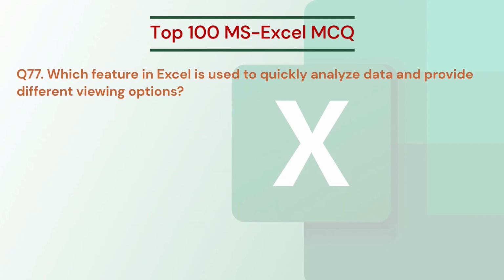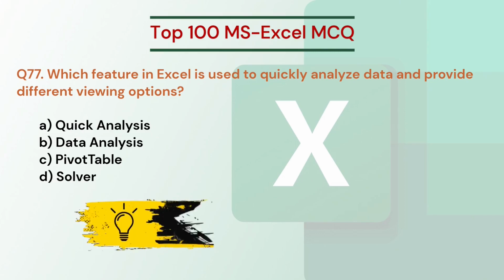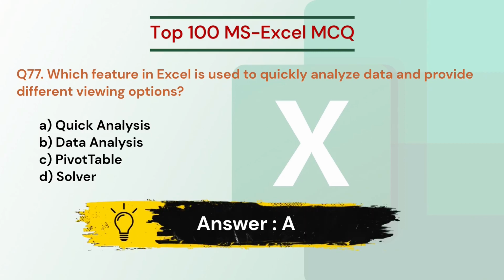Which feature in Excel is used to quickly analyze data and provide different viewing options? A. Quick analysis. B. Data analysis. C. Pivot table. D. Solver. Correct answer is A. Quick analysis.